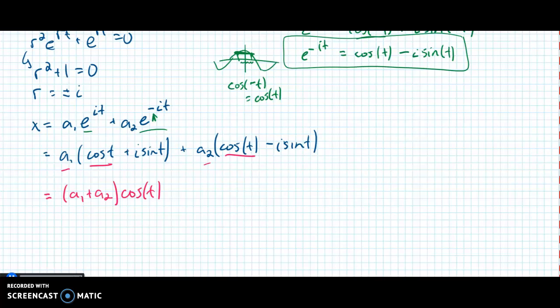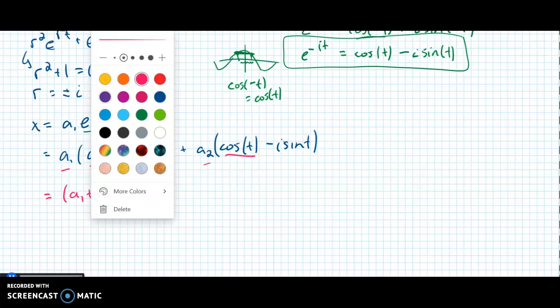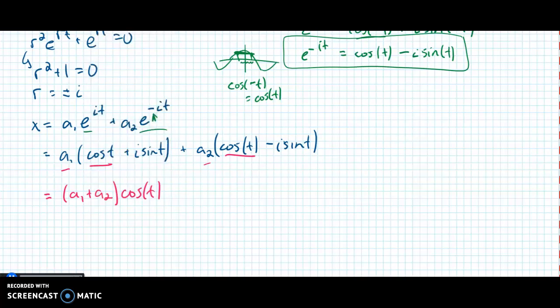Now, the next ones, go here. This is sine t with an i on it and a negative. And this is sine t with an i on it and a positive. This one's got an A2, that one's got an A1. So what I wind up getting is plus i, open parentheses because I'm going to factor that i out, times A1 minus A2, and then times my sine of t.